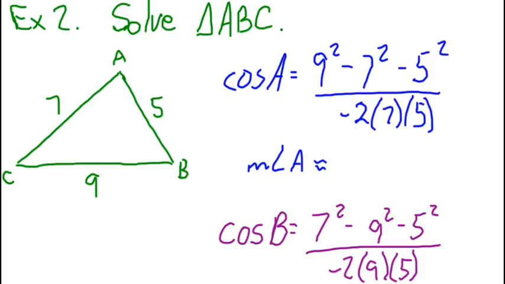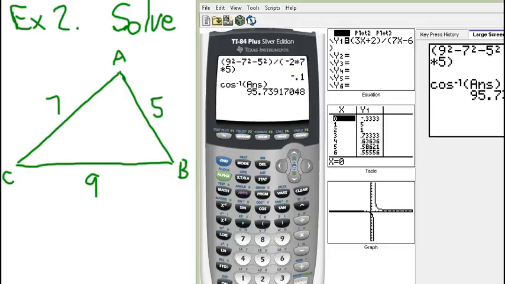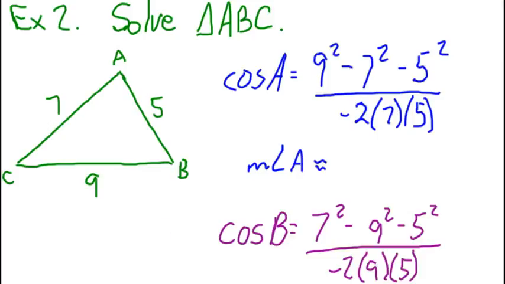So if we try to find angle A, if we rearrange the law of cosines, we'll get the cosine of A equal to 9 squared minus 7 squared minus 5 squared, all divided by negative 2 times 7 times 5. If we type that in on our calculators, we get approximately negative 0.1. Then if we want to solve for that angle, we have to take the inverse cosine of each side. If we take the inverse cosine of that value, we get approximately 95.74. So the measure of angle A would be approximately 95.74 degrees.